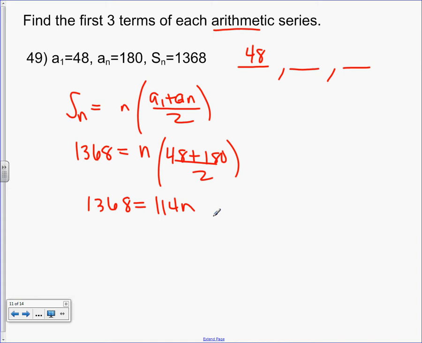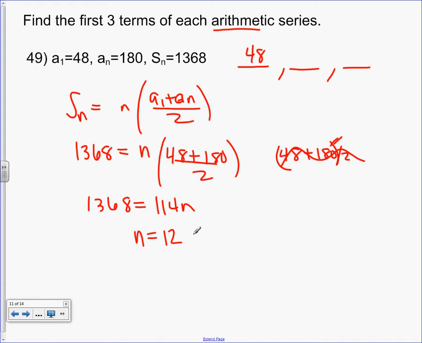If you're not getting it right, you probably need to do 48 plus 180, hit the equals, and then divide by 2. If you don't do that, your calculator thinks you mean 48 plus 180 over 2. So you either need to hit the equals before you divide by 2, or you need to put it in parentheses. Most people just hit the equals. Everybody all right? So now divide by 114, and you get n is 12. Is that what we needed? No, that didn't really help me, right?